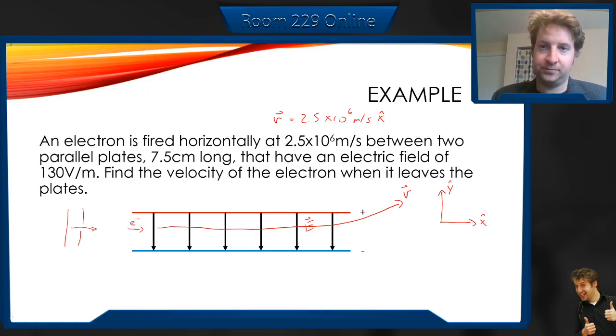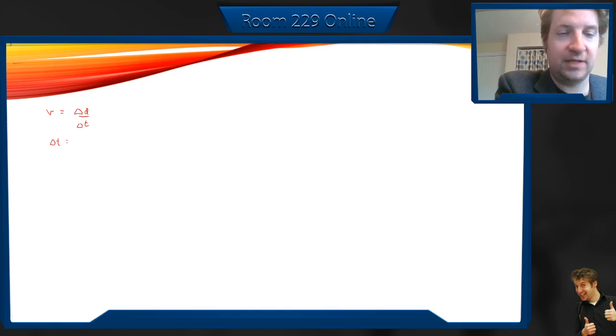Okay, so I have an extra slide now. I know how long the particle is going to be within the plates, because I know what speed it's traveling at, and I know what the distance is. So I know that my speed is equal to my distance divided by time. So the time that it's going to be within that electric field will be the distance divided by the speed.